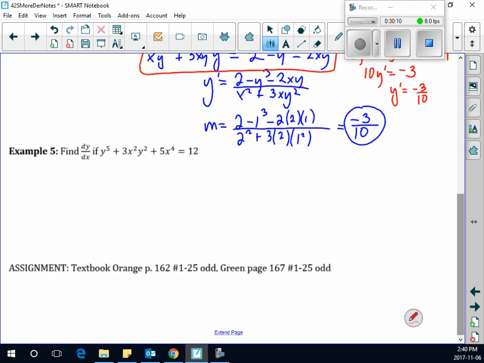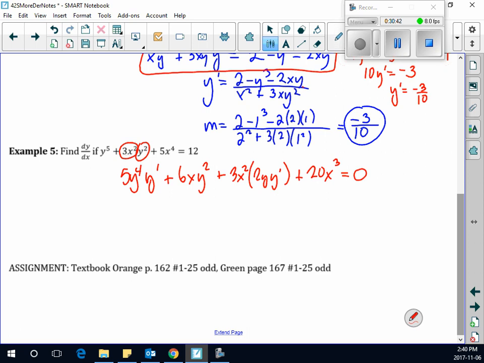Okay, so does everybody have a chance to do the last example? Okay, let's see if we're right then. Again, this is a product, right? This one might be the easiest of all of them. 5y to the power 4 y prime plus 6x y squared plus 3x squared times 2y prime plus 20x to the power 3 equals 0.